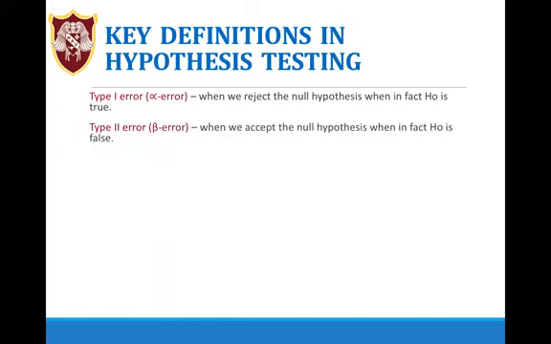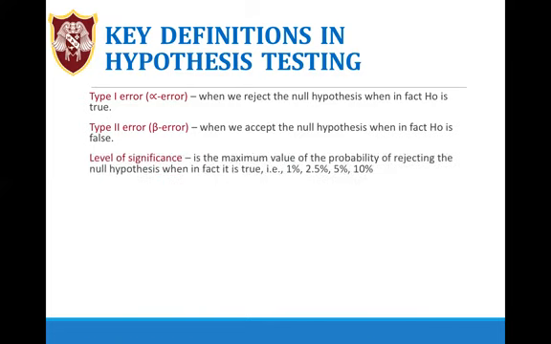And type 2 error, or beta error, is when we accept the null hypothesis when in fact it is false. We also have the so-called level of significance, which is the maximum value of the probability of rejecting the null hypothesis when in fact it is true.